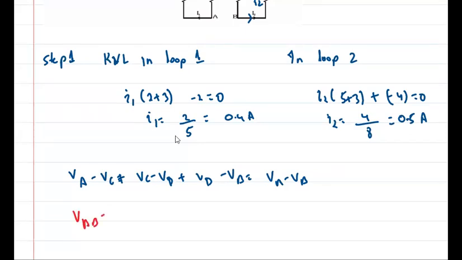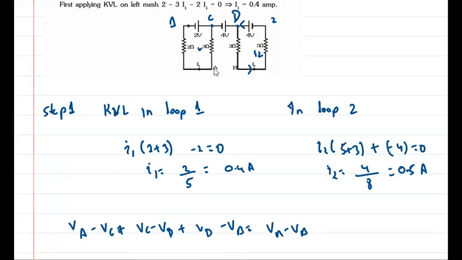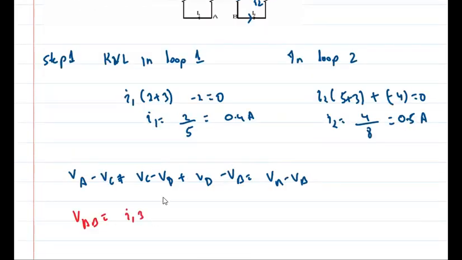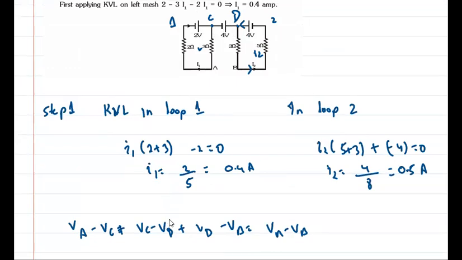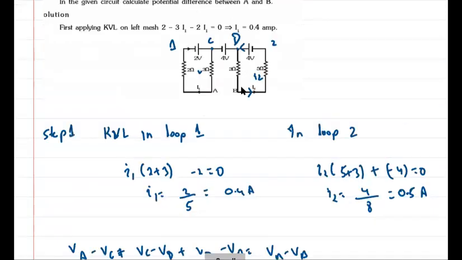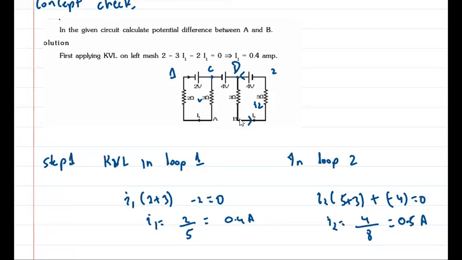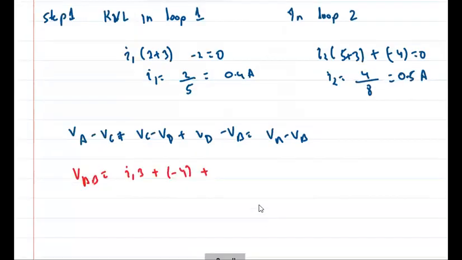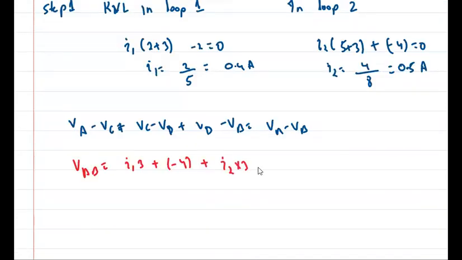So VAB is equal to, what is VA minus VC? I1 into 3, yes or no? So this is I1 into 3 plus VC minus VD, which is minus 4, plus VD minus VB, which is I2 into 3. I1 is 0.4, I2 is 0.5. So 0.4 plus 0.5 into 3 minus 4. 0.9 into 3 is 2.7, minus 4. So VAB is equal to minus 1.3 volt.